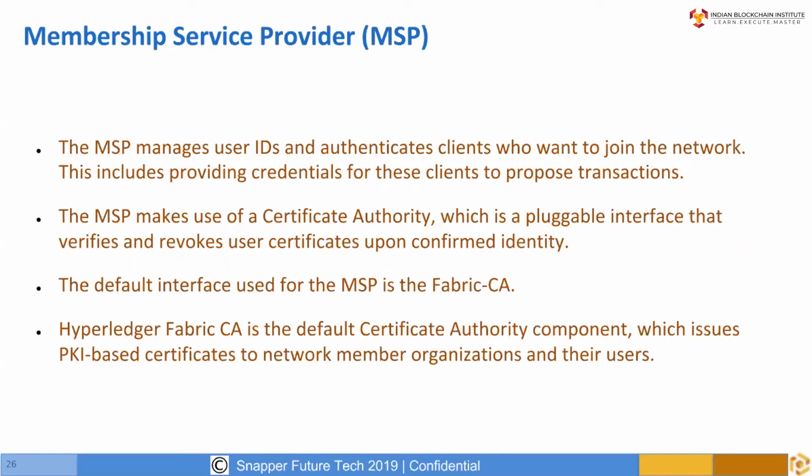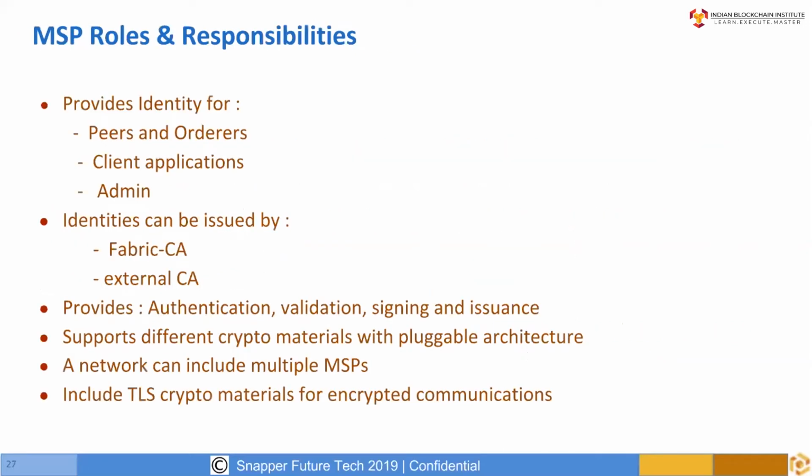Fabric CA, as I mentioned, is used for production-ready environments, but for development you can use Cryptogen. Hyperledger Fabric CA is the default CA component, which is based on PKI certificates. X509 certificates are issued to the users or participants of the network. It provides identity for peers and orderers, client applications, and admins.